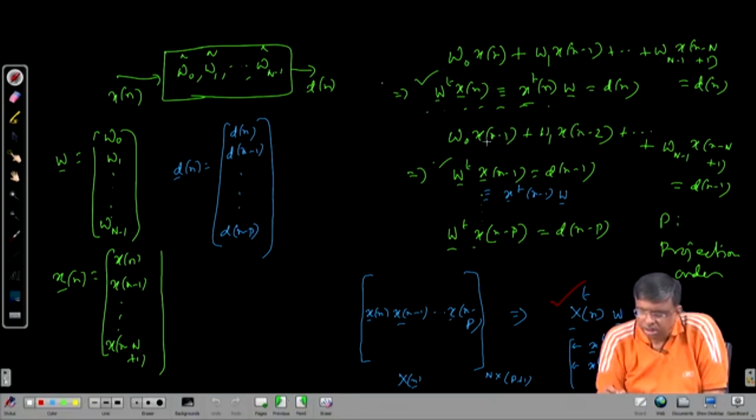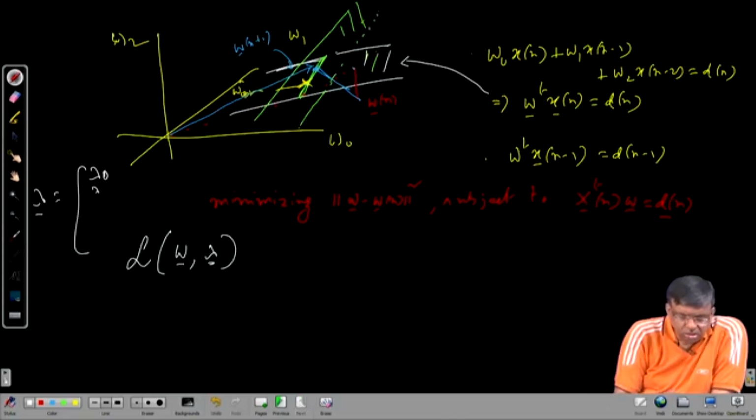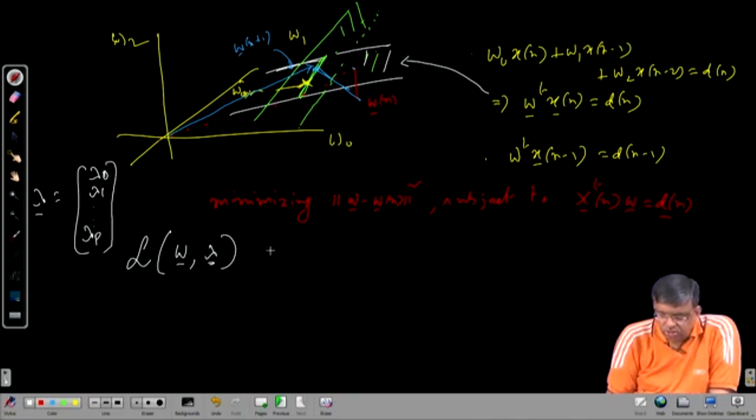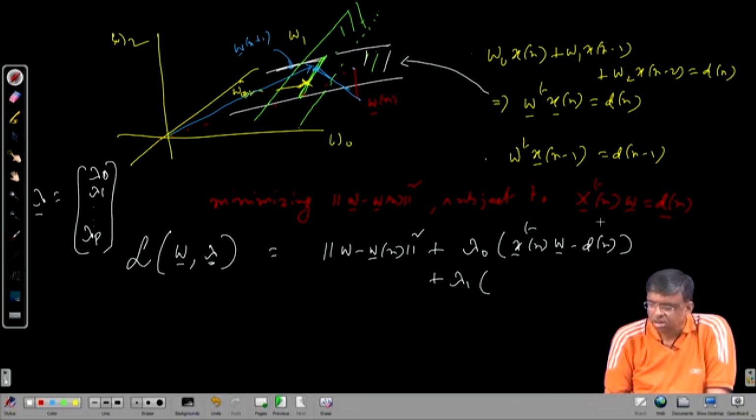In minus 1, okay, fine. So, lambda 0, lambda 1 dot dot dot lambda p. That is, we should minimize this subject to, first use lambda 0, that is the constraint x n transpose w minus d n, then lambda 1. These are all Lagrange multipliers. Earlier I took only one, now I have got so many because of these constraints.